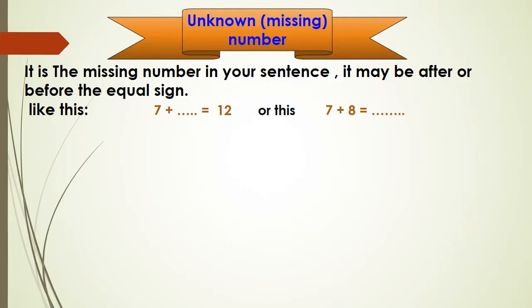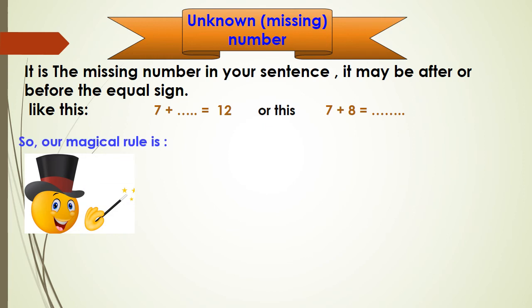Now we will solve the unknown or missing number. What is the missing number? The missing number in a sentence or problem may be after or before the equal sign. Okay, it's a number missing and we want to calculate it. Like here, 7 plus what equals 12? So the missing number here is before the equal sign. Or 7 plus 8 equals what? It's after the equal sign. Let's learn together how to solve the missing number.